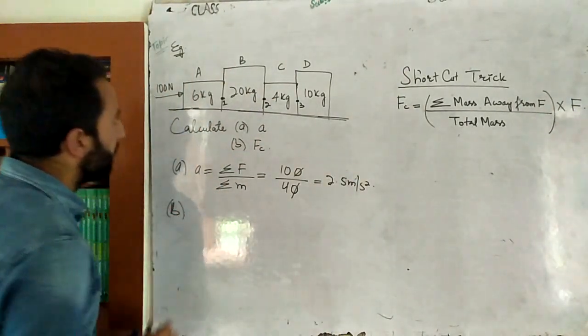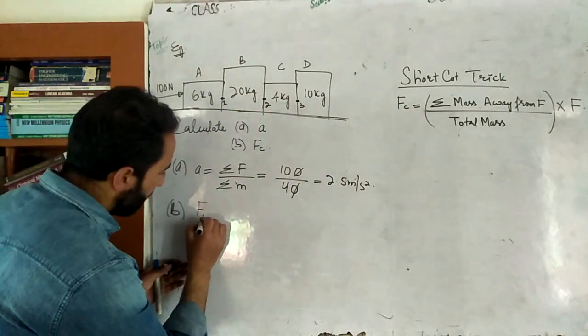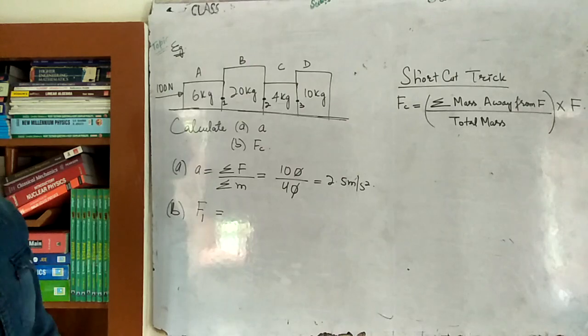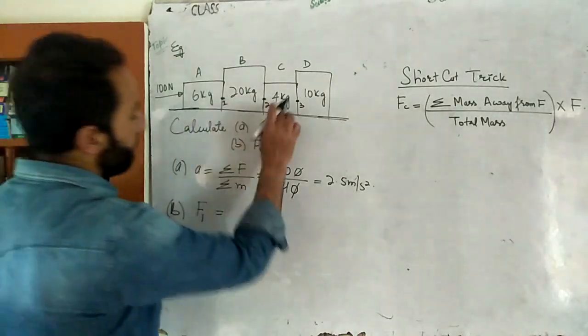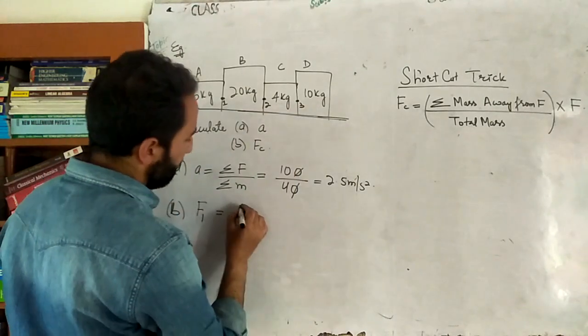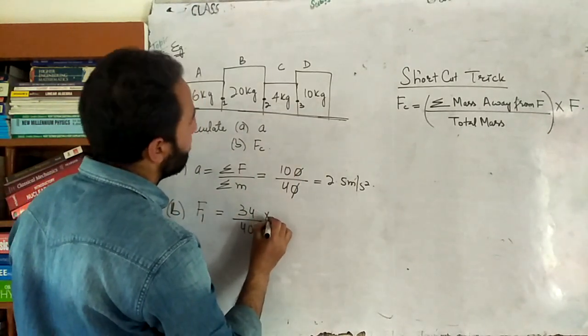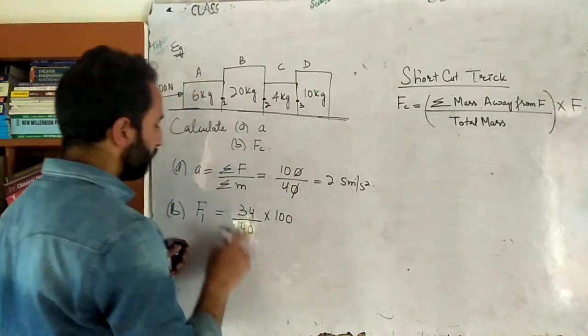Contact force at contact 1, at contact 2, at contact 3. So let's calculate. Contact force at contact 1 will be equal to mass away. And how much is mass away? That is 20 plus 4 is 24, plus 10 is 34. So here I will write 34 divided by total, that's 40, multiplied by external force, that's 100. You have to solve this yourself.